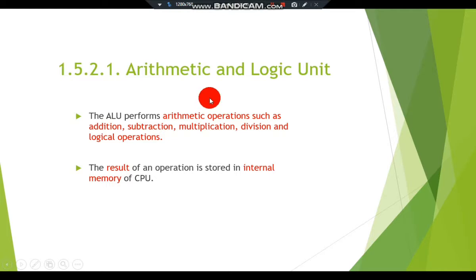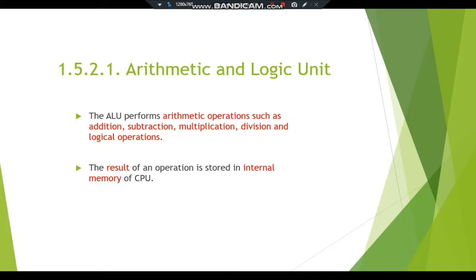ALU. The CPU has how many components? There are 3 components. What are the components? Control unit, arithmetic unit and memory unit. Now we can see about the arithmetic and logic unit. Why do we need this unit?